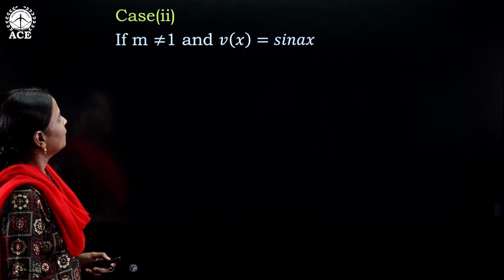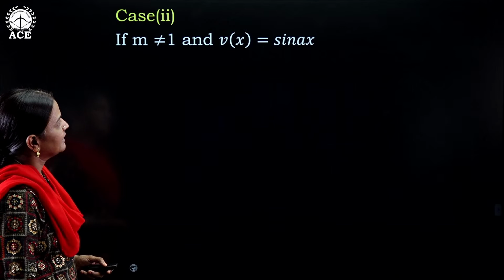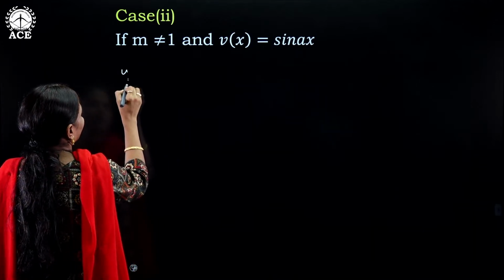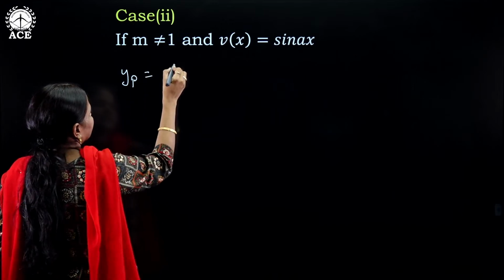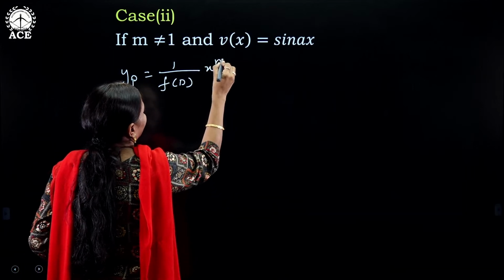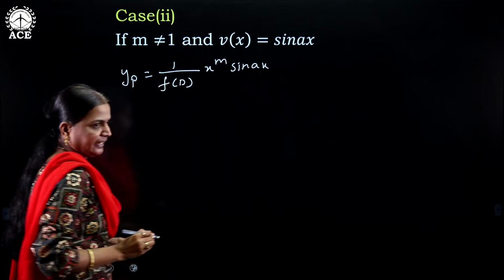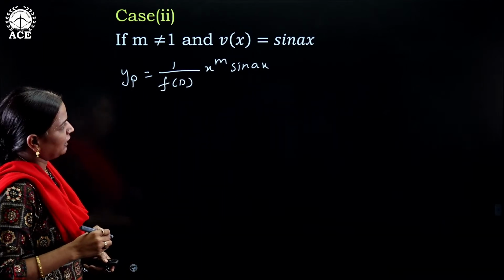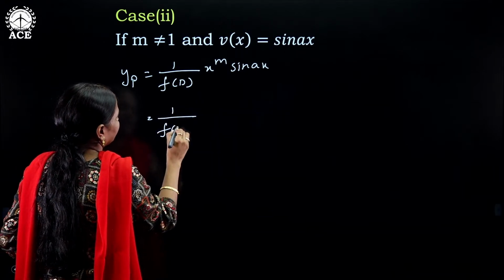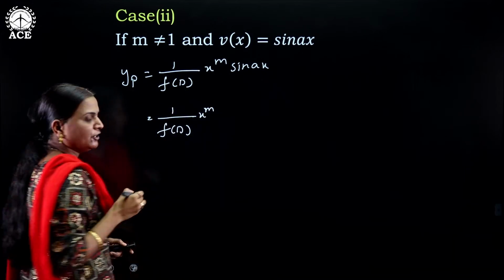Next, case 2. When m is not equal to 1 and V of x is equal to sin ax, how to write the particular integral? Yp is equal to 1 by f of D into x power m into sin ax. Here we are unable to apply the previous formula. So how to reduce this one? Reduce this entire method into the fourth method form.